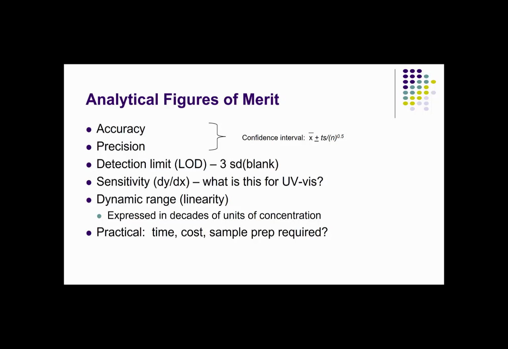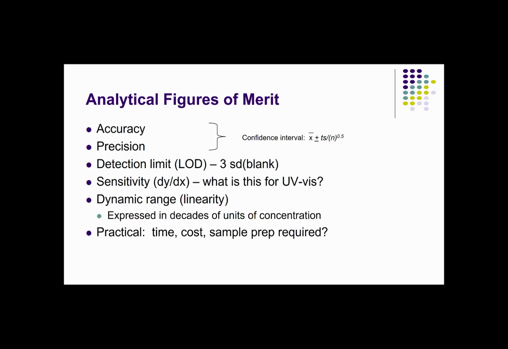Now, let me explain sensitivity. Sensitivity I've written here is dy/dx. Well, what is this? It's basically the slope of your calibration curve. And so in the case of UV-vis and the UV-vis calibration curve we just discussed, you're talking about the rate of change of absorbance as a function of analyte concentration. So the larger the slope is, the better I'm going to be able to discern small differences in analyte concentration. And again, depending on what my question is, that may be more important in some situations than it is in others.